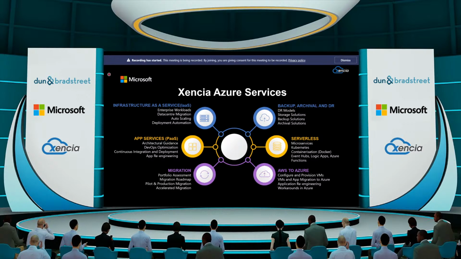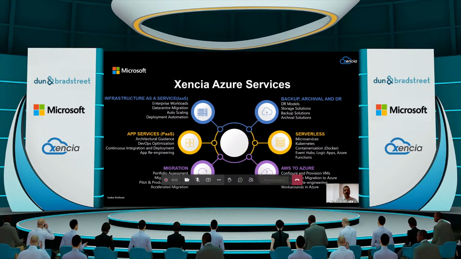The second service is app services, which is platform as a service in Microsoft Azure. We help our customers migrate their applications from infrastructure as a service to platform as a service. We help in providing architectural guidance. When you migrate from infrastructure as a service to platform as a service, there is a lot of architecture that has to be taken care of because some of the things may not work as is. So we provide complete guidance and help you re-architect your applications for platform as a service. We also help in DevOps optimization.